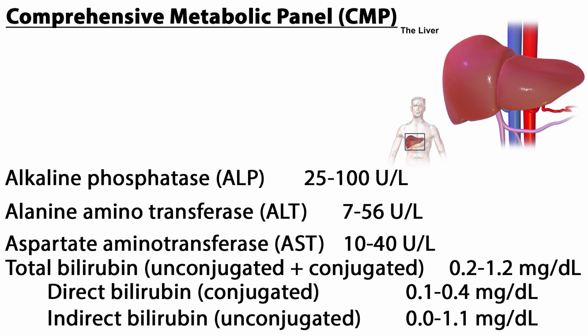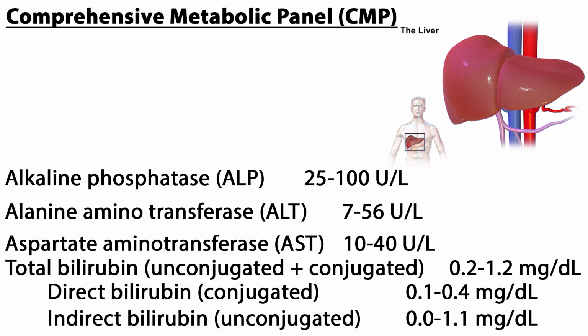ALT, or alanine aminotransferase, is an enzyme found mostly in liver and kidney cells. When the liver is damaged, ALT is released into the blood, making this blood test useful for early detection of liver damage. The normal range is 7 to 56 units per liter.